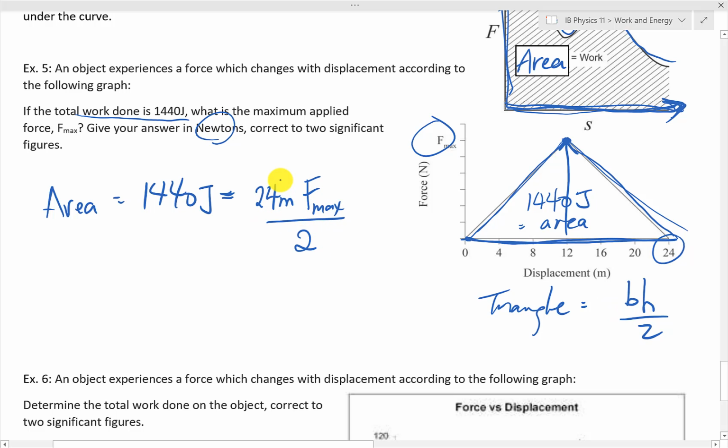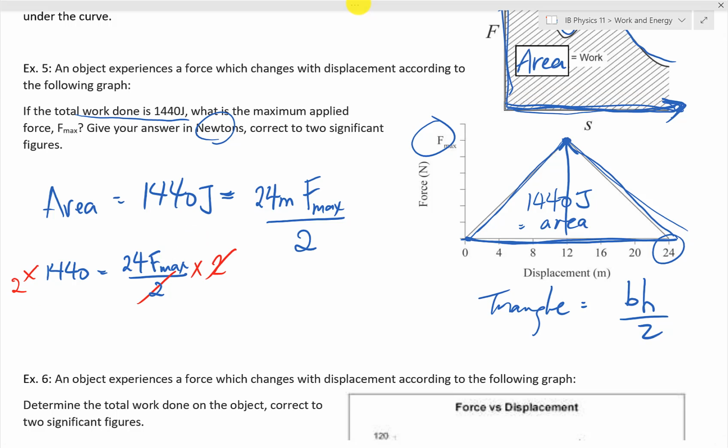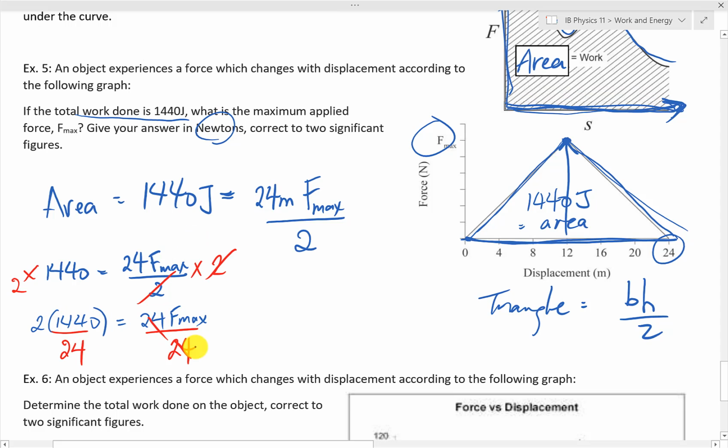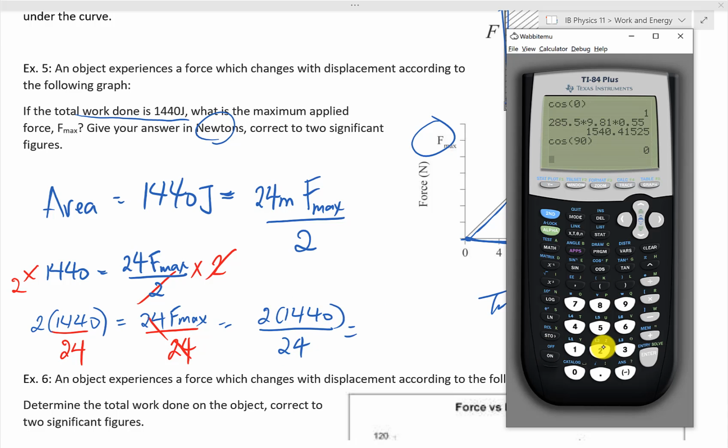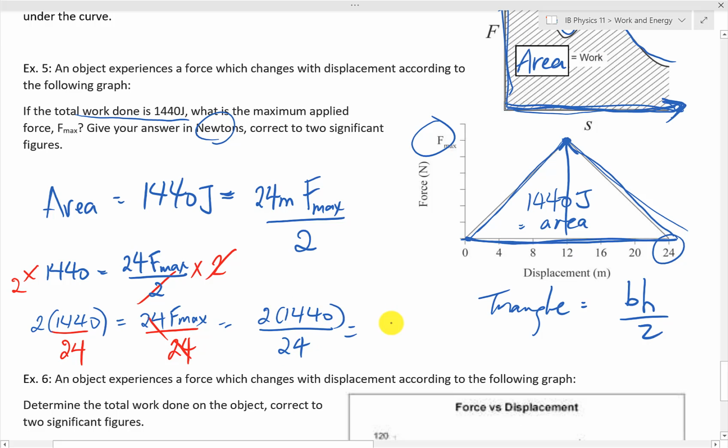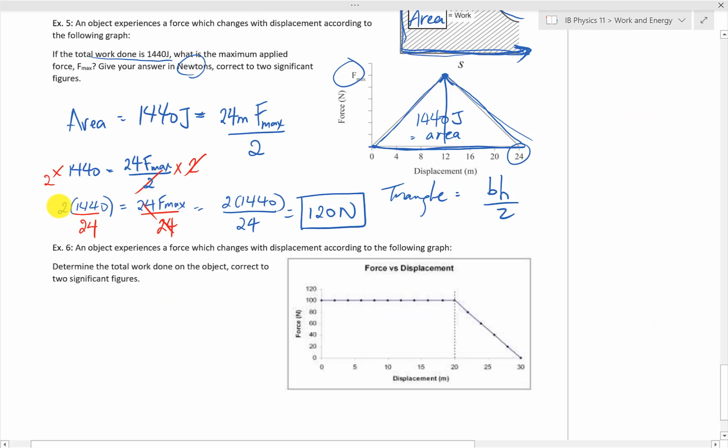Here we have an equation. I'm going to rewrite this a little bit better so you can see that. We want to solve for F max. To do that, let's multiply both sides by 2. Next we divide both sides by 24. Multiplying everything out, we get 120 newtons. So here we have it. The area underneath the graph represents the work, and if you write down the equation and divide by one of the dimensions, you get the other one, which is your force.